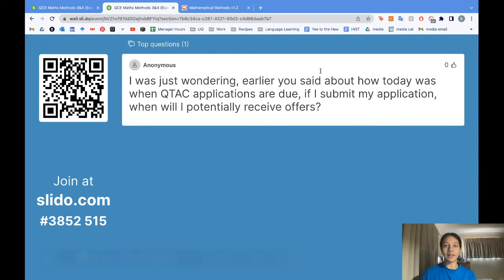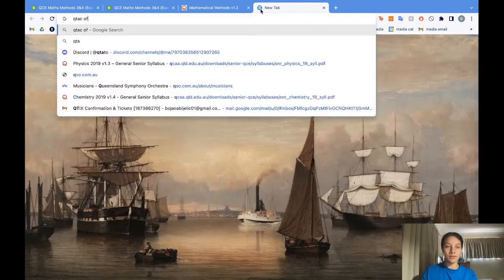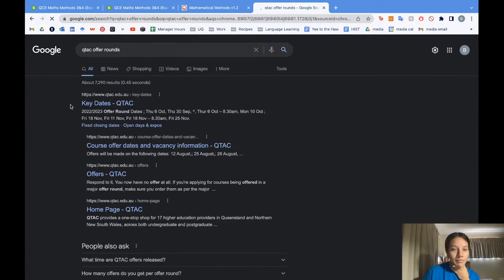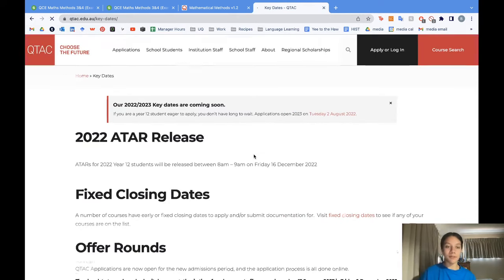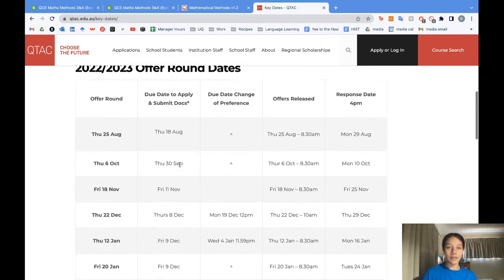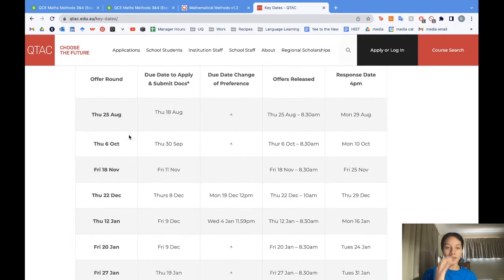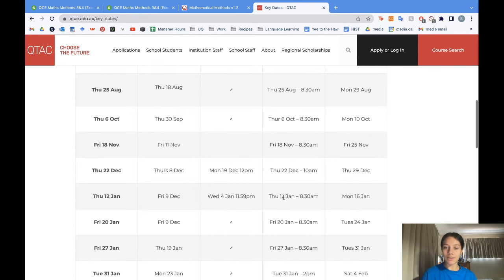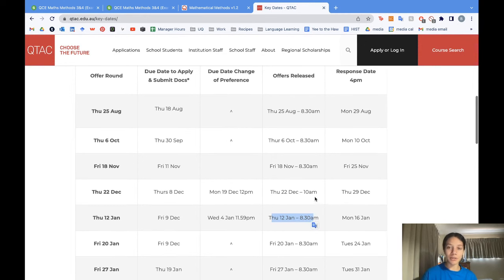So you can actually have a look online at the QTAC offer rounds. The key dates there will tell you, depending on what courses you've applied for. I think the typical release date is early January. You can see here all of your different offer rounds. If you have an early offer round, offers are released here. Thursday 12th of January is the typical uni offer release, but you can get uni offers at any point here depending on when you've applied and what you've applied for.